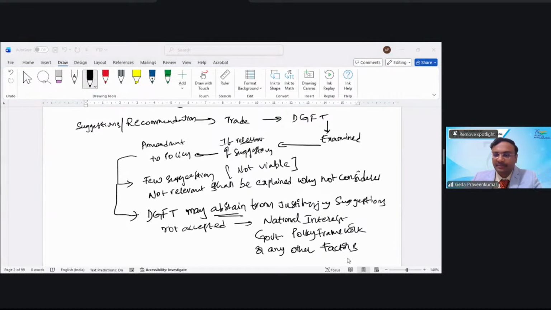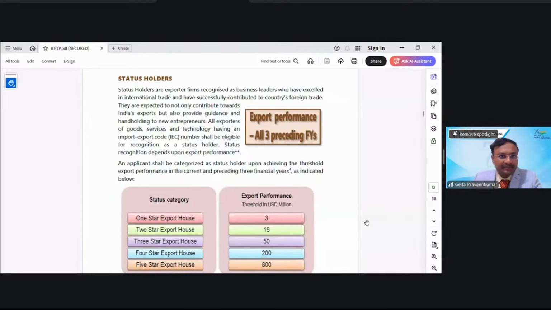Coming back to status holder. As a status holder, who has excelled and contributed, they may give guidance and handholding to new entrepreneurs. All exporters of goods, services, and technology having an IEC number shall be eligible for status holder. Status recognition depends on export performance.